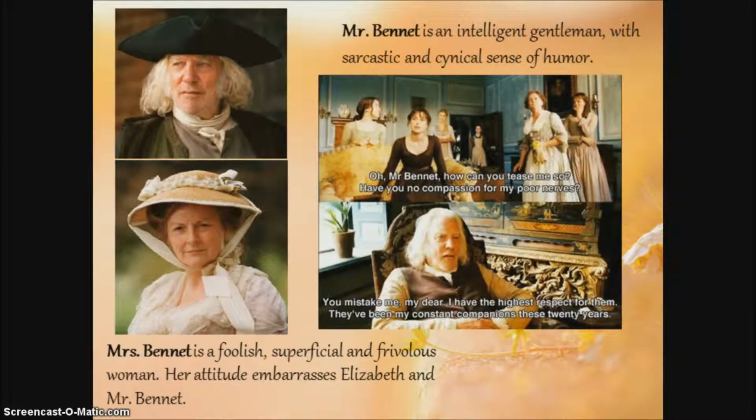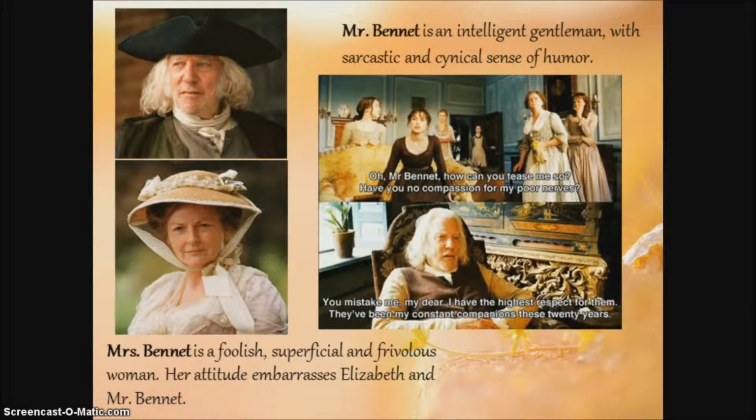Mr. Bennet. Mr. Bennet is the patriarch of the Bennet family, an intelligent gentleman with good sense. Living with Mrs. Bennet has made him rather bitter, and so he likes to irritate his wife, using his sarcastic and cynical sense of humor. Even if he loves his daughters, Mr. Bennet doesn't give his help in the matter of marriage.